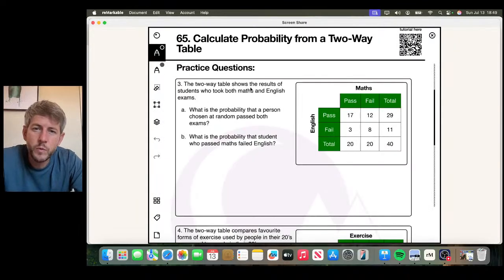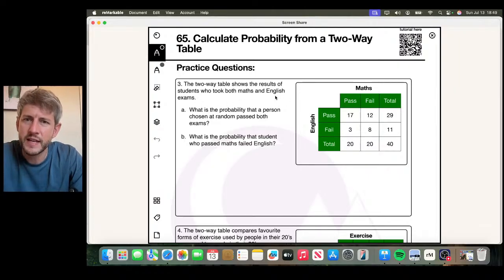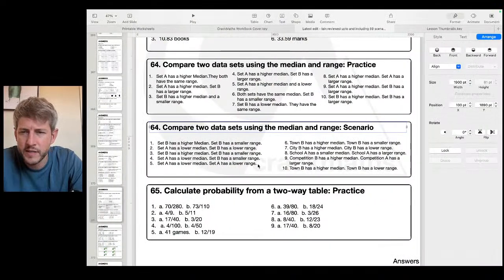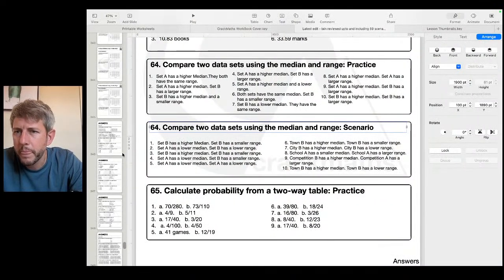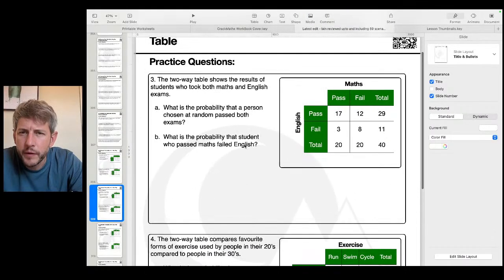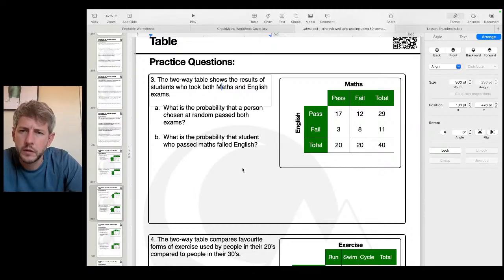The two-way table shows the results of students who took both maths and English exams. One second. English is capitalised and maths isn't, because I guess they're both the names of subjects. I think I need to be consistent there, so I'm going to capitalise maths as well. Sorry about this. So there we go, and here we go, it's there as well.